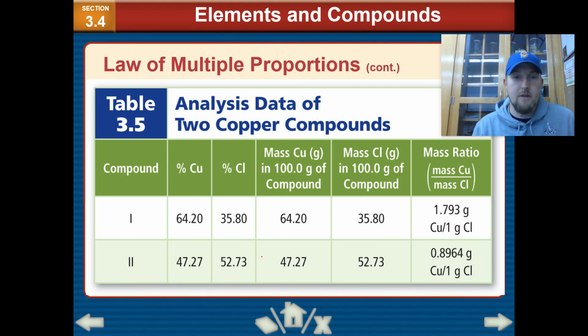They have different chemical and physical properties. So that is the law of multiple proportions. It's saying that you can take elements and put them together in many different ratios and create many different compounds.